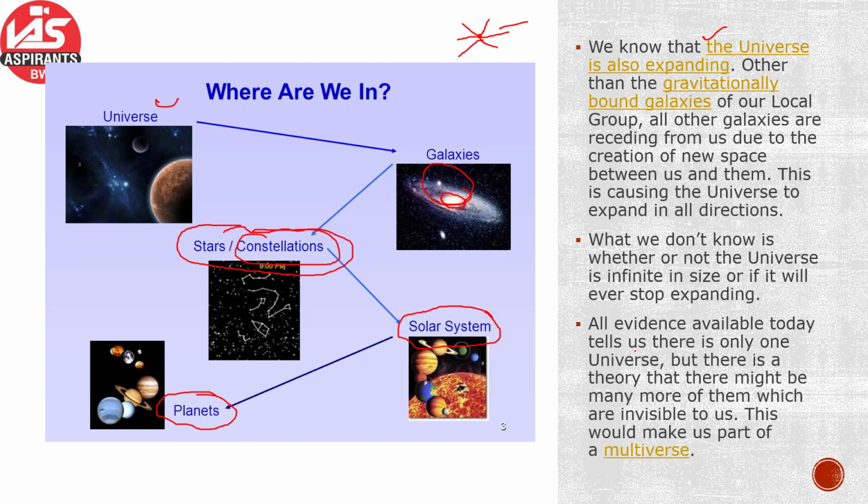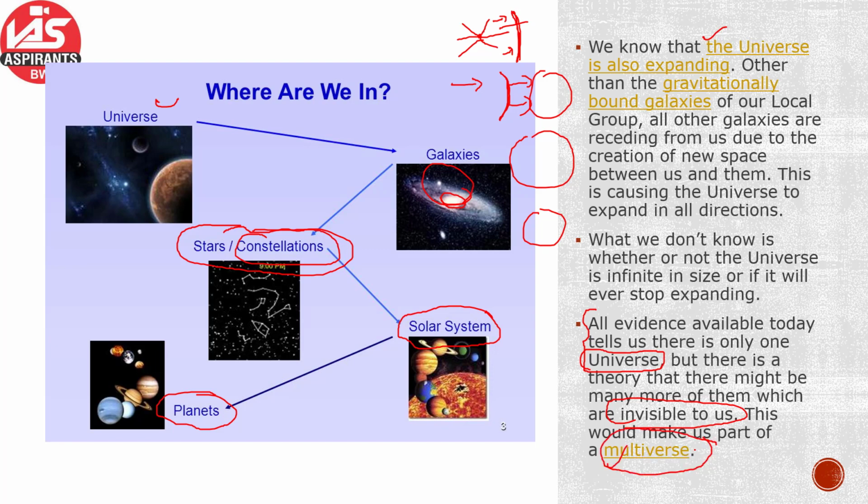So all evidence that is available today tells us that there is only one universe. But there is a theory that there can be many more of them which are invisible to us, because, as I told you, we cannot reach the boundary of the universe, right? So there is a theory that says there is no single universe. There are many such universes in space, and that would make us a part of a multiverse. Multi means many, so many such spaces or multiverses. But that's just a theory.